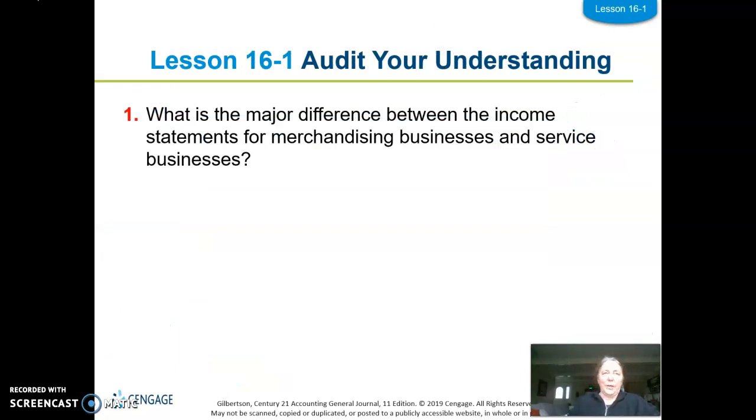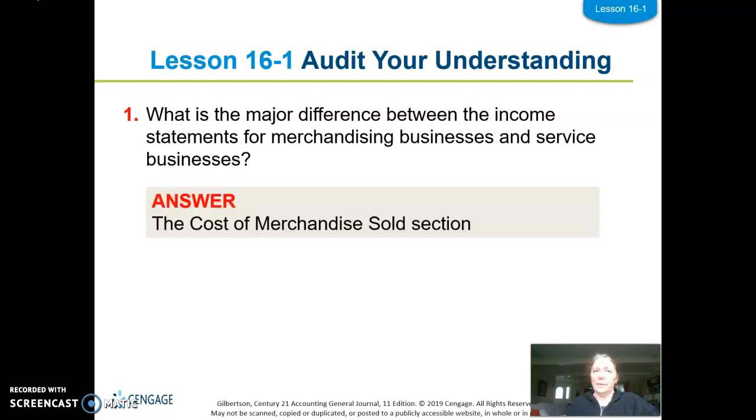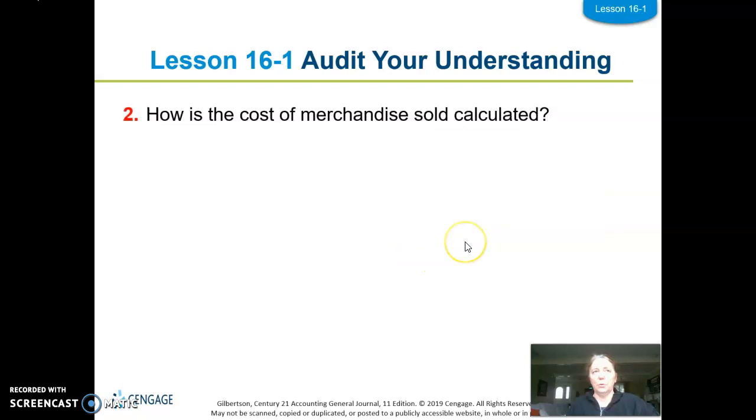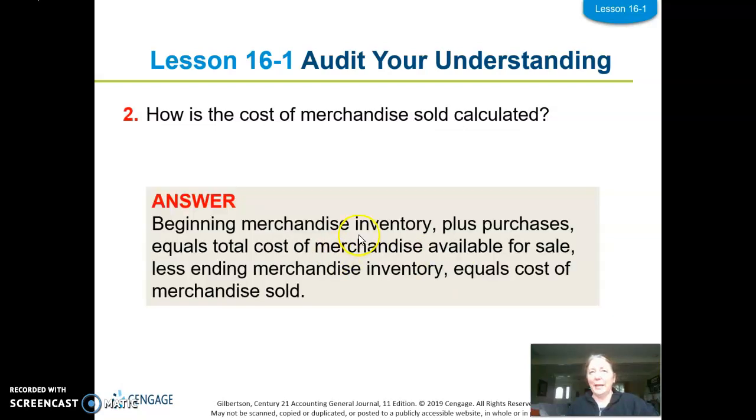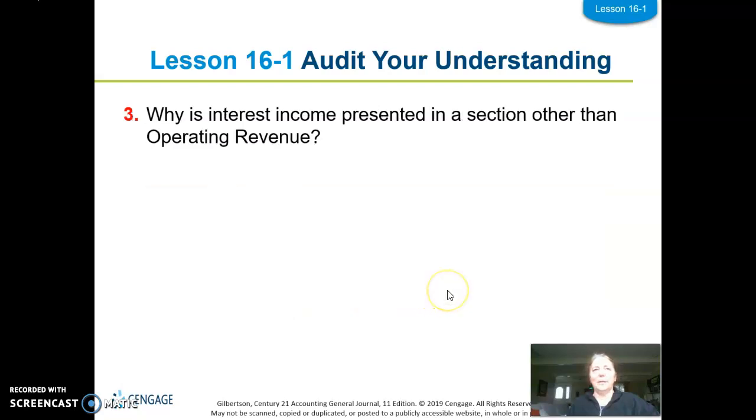And then let's just quickly go over these things. What's the major difference between income statements for merchandising and service? It's the cost of merchandise sold section. Because in a service business, we don't have cost of merchandise sold. And then how is it calculated? Beginning plus purchases, and that should really say net purchases, equals total cost of merchandise available, less the ending is what the cost of merchandise sold is.